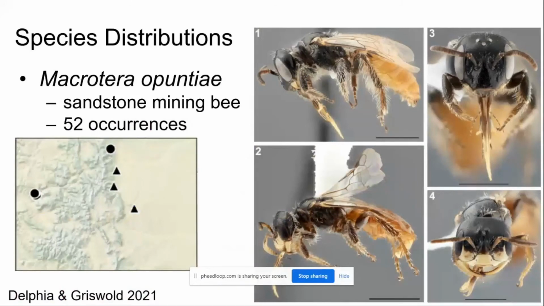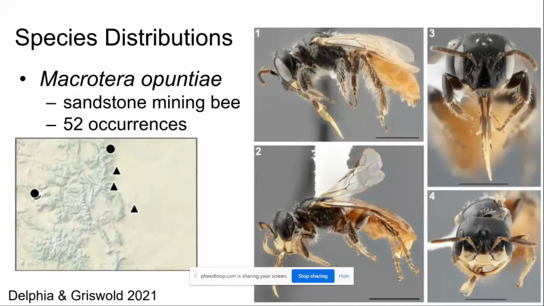There are a lot of bees which are much more regionally restricted, like this gal, Macrotera opuntiae. You may guess from the specific epithet, this bee feeds on nothing but opuntia, or prickly pear pollen, and we know relatively nothing about this bee. 52 occurrences that I could find online for this bee that are housed in natural history collections. There are none on iNaturalist, and those records come from only a handful of populations, 5 across Colorado.